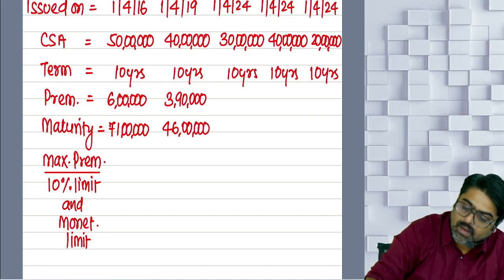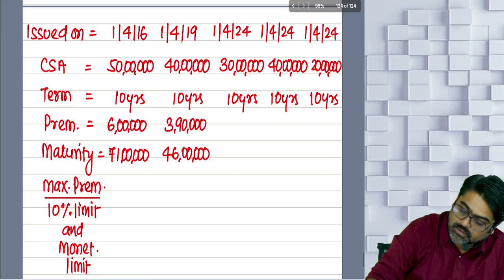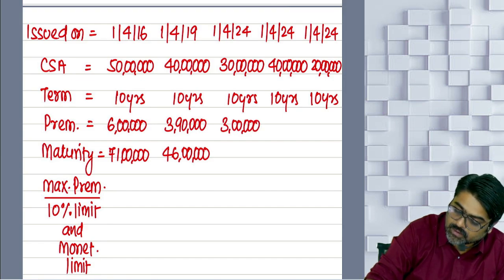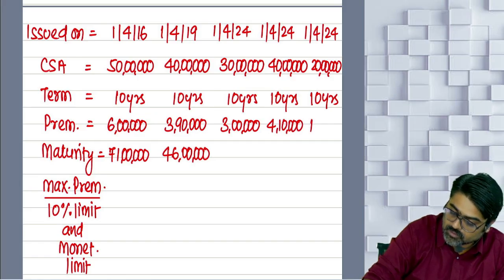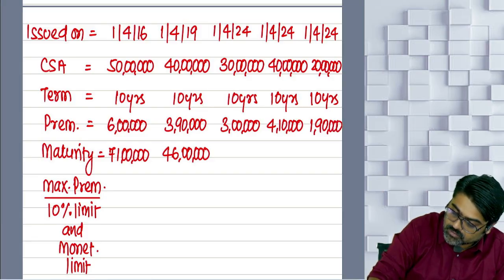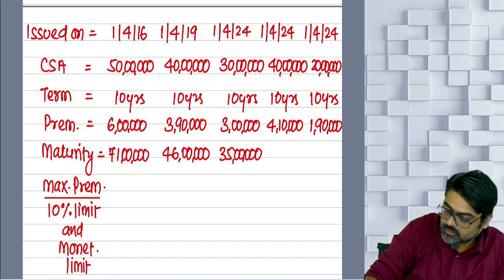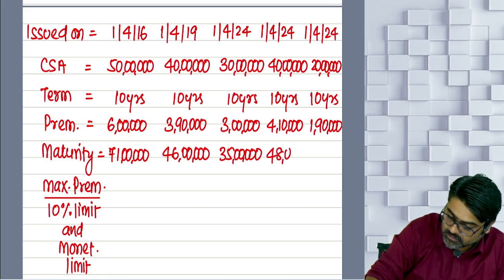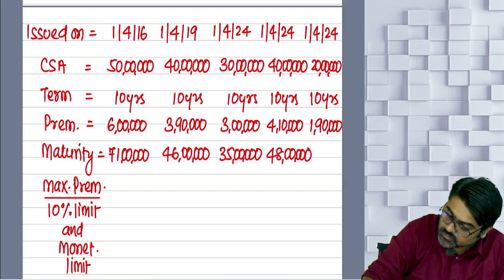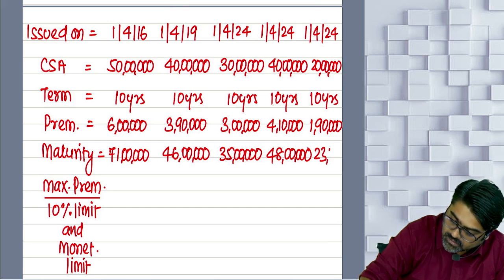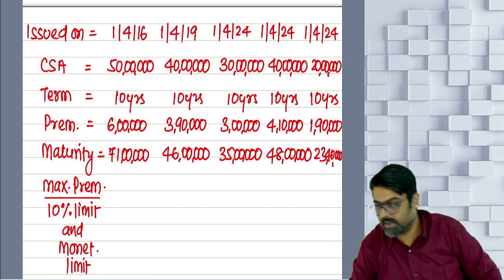Okay, sir. For this policy, the premium was 3 lakhs. For this policy, the premium was 4,10,000. For this policy, the premium was 1,90,000. And the maturity proceeds here were 35 lakhs, here 48 lakhs, and here 23 lakh 40,000.